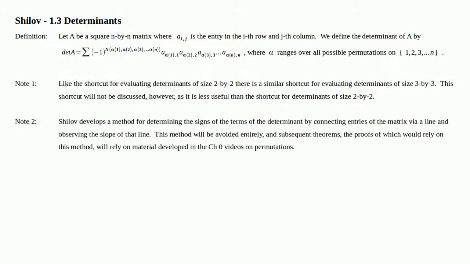Okay, another note. Shilov develops a method for determining the signs of the terms of the determinant by connecting entries of the matrix via a line and observing the slope of that line. This method will be avoided entirely, and subsequent theorems, the proofs of which would rely on this method, will rely on material developed in Chapter 0 videos on permutations. And I want to say it's not like an insult. It's not that the method that's developed in the book isn't great, because one of the great things about it is that if you just do it his way, you don't really have to go into this whole permutations thing.